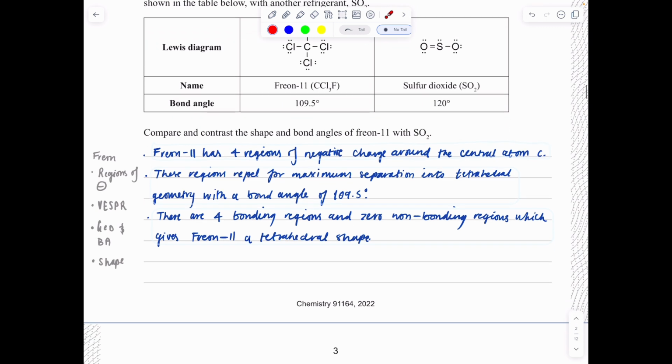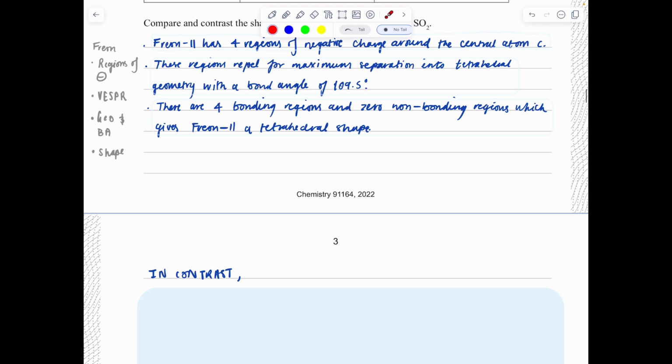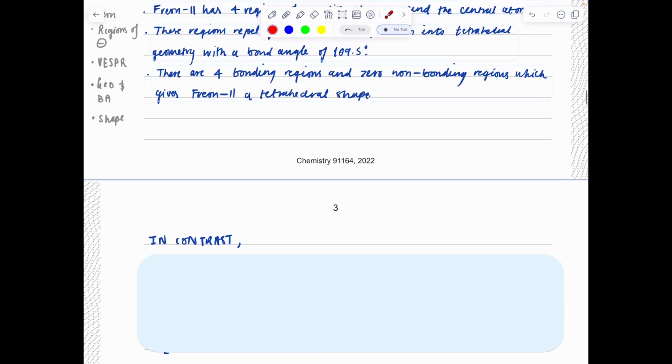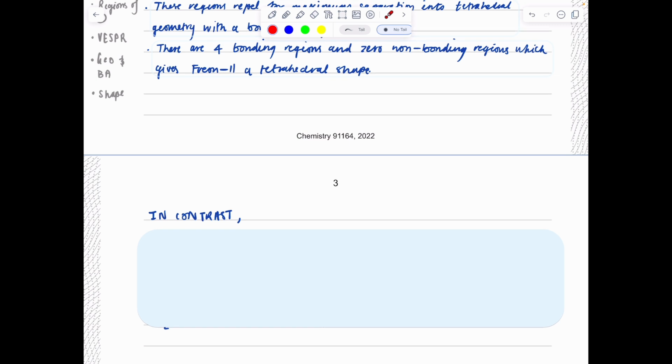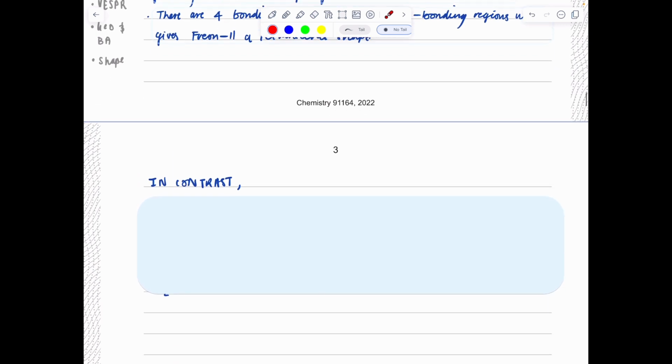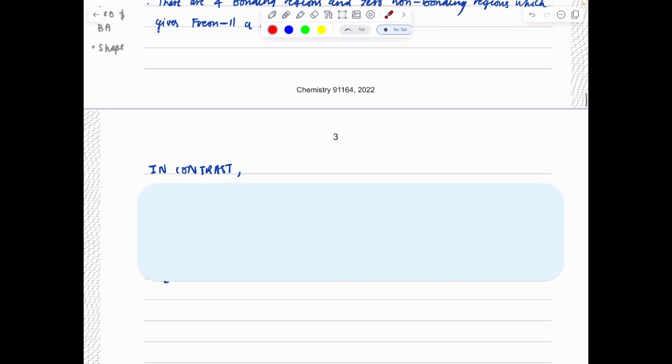Okay, because this is a compare and contrast question, it's important to use terminology such as "in contrast" or "in comparison to." So I've written that here. So let's use the template up above to answer this question in the same way. So we're looking at SO2 now.